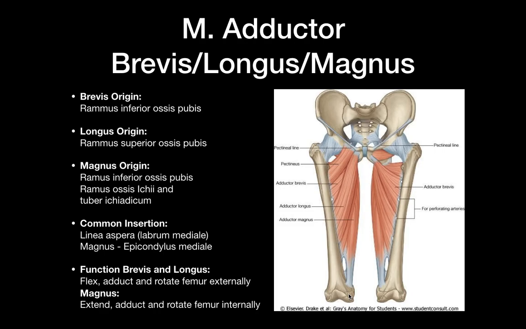And the function of the brevis and longus is going to be flexion of the femur and adduction of the femur to the midline, and also rotate the femur externally. While the magnus is going to extend the femur and adduct it to the midline, also rotate the femur internally.